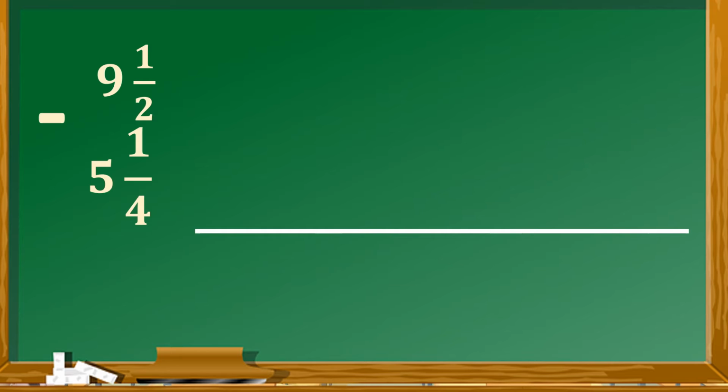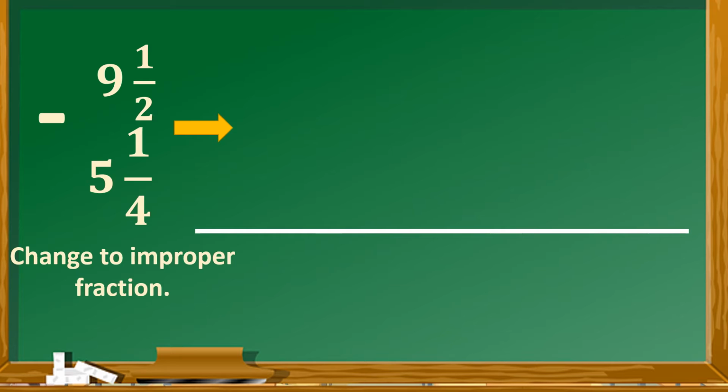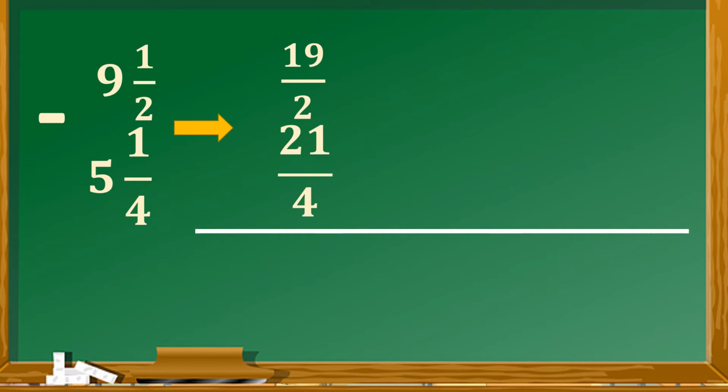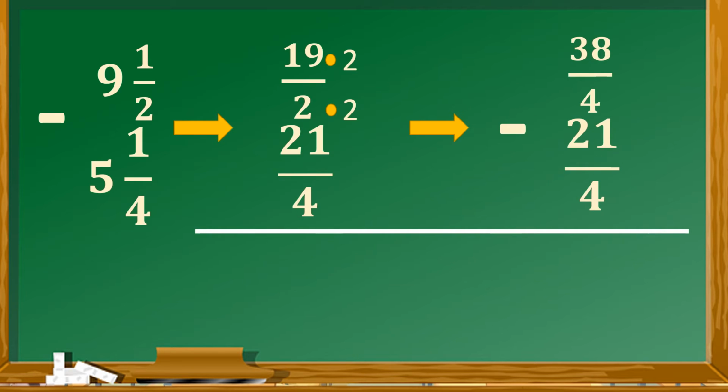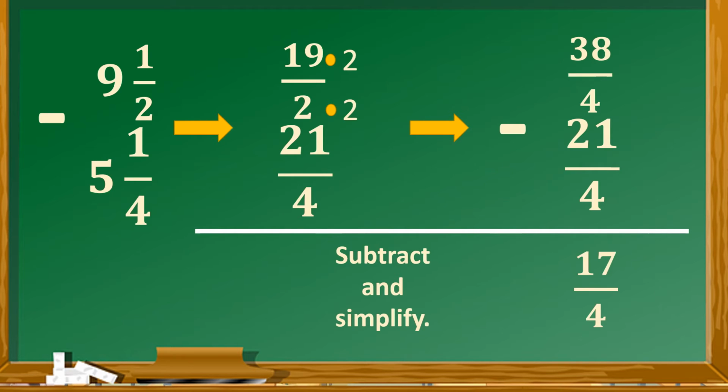So, gaya ng ginawa natin sa unang example, changed it to improper fraction. So, we have 19/2 and 21/4. And since the denominators are not the same, get the LCD. And the LCD is 4. So, the new fractions will be 38/4 and 21/4. So, we already have the same denominators. We can now subtract and simplify. So, 38/4 minus 21/4 is 17/4.